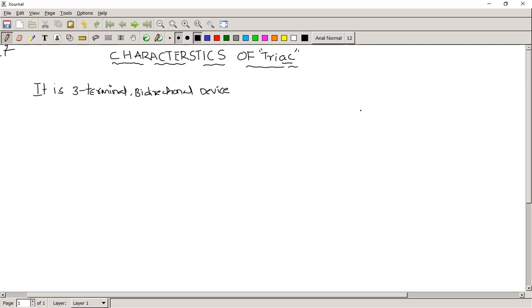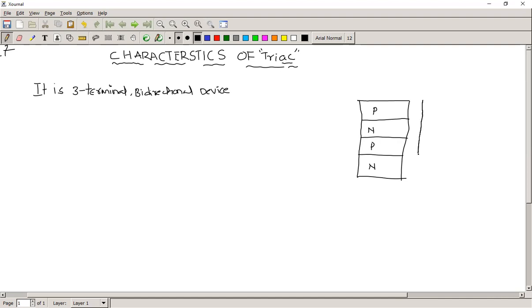If we see the structure of a triac, see here, I have taken one SCR, nothing but a PNPN device. This is P type material, N, P, N.